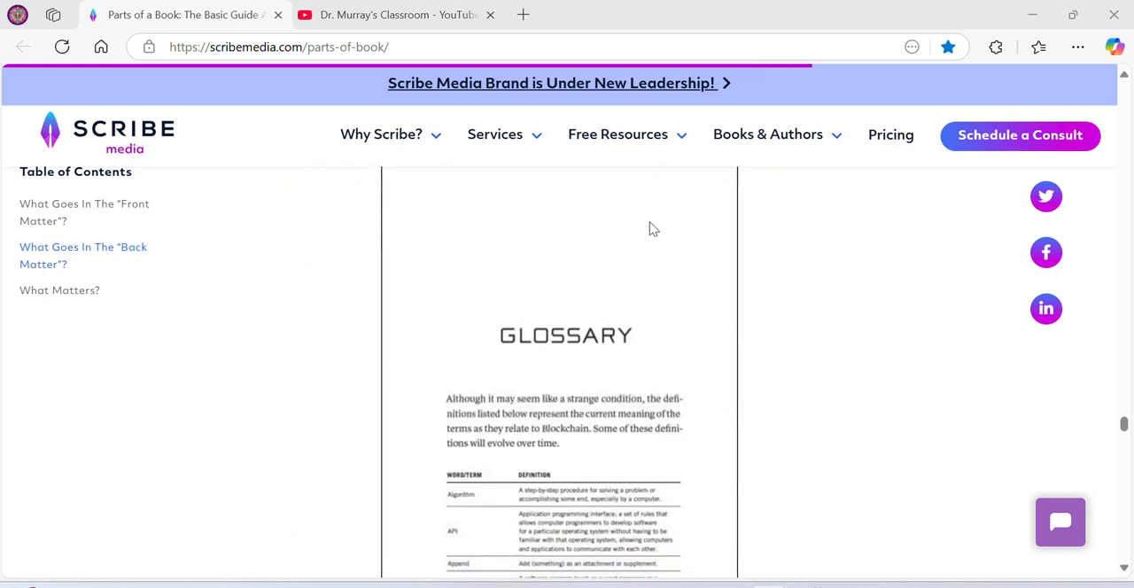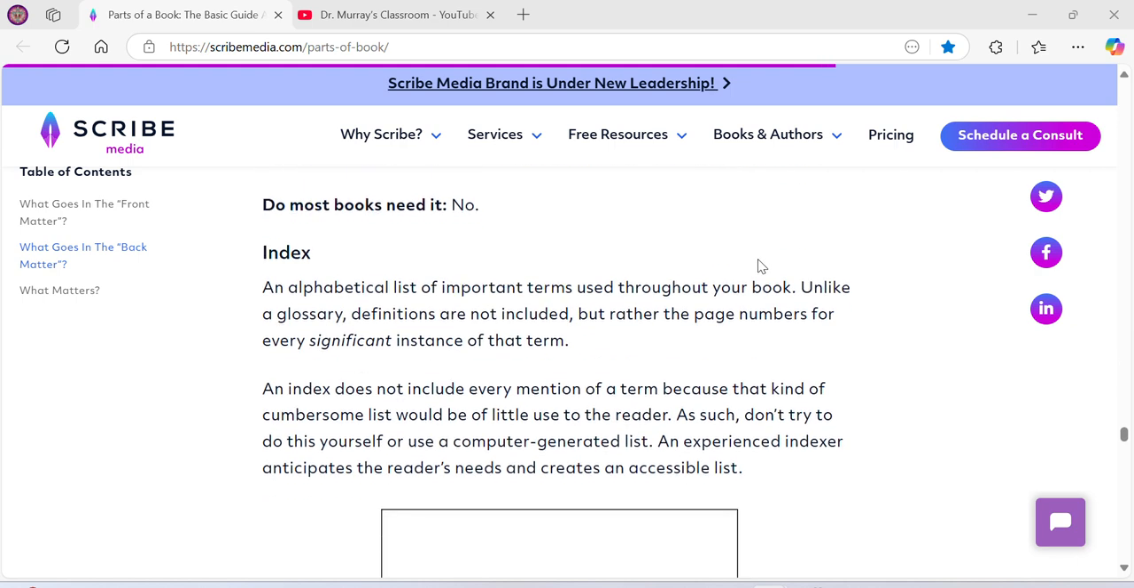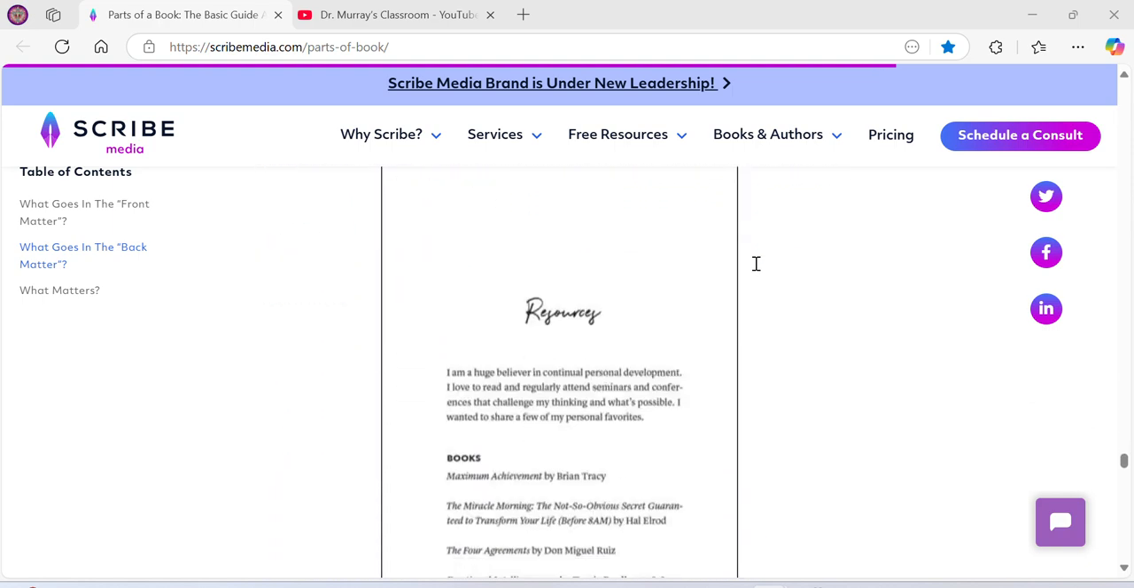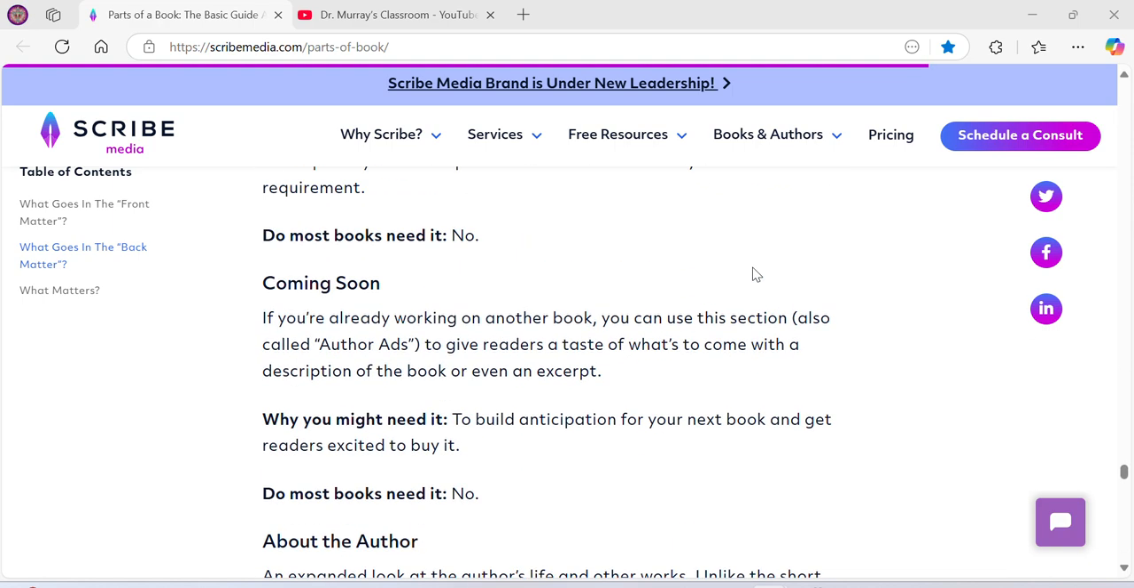So for this course, I don't think we need that, because looking at the students that have reached out to me, the majority of them are trying to write novels, children's books, self-help books. I haven't seen anybody that mentioned writing academia type books. So you have the index, list of contributors, resources, things like that. A lot of that stuff you don't need.